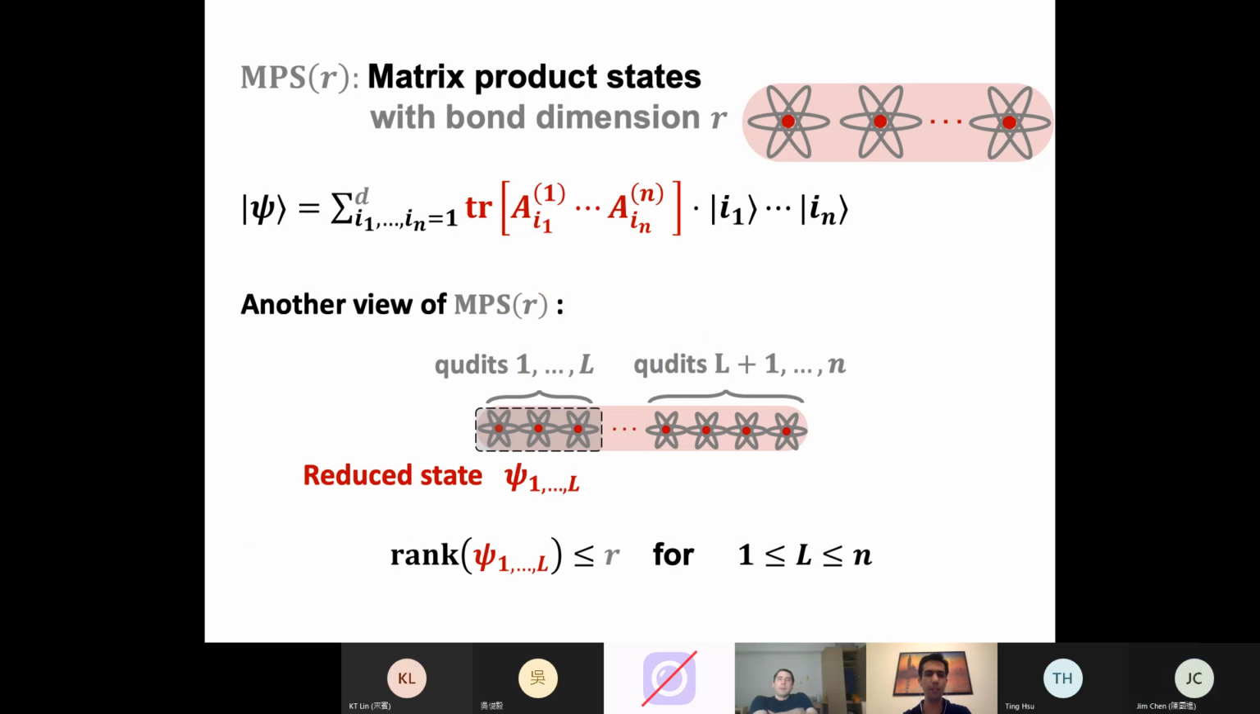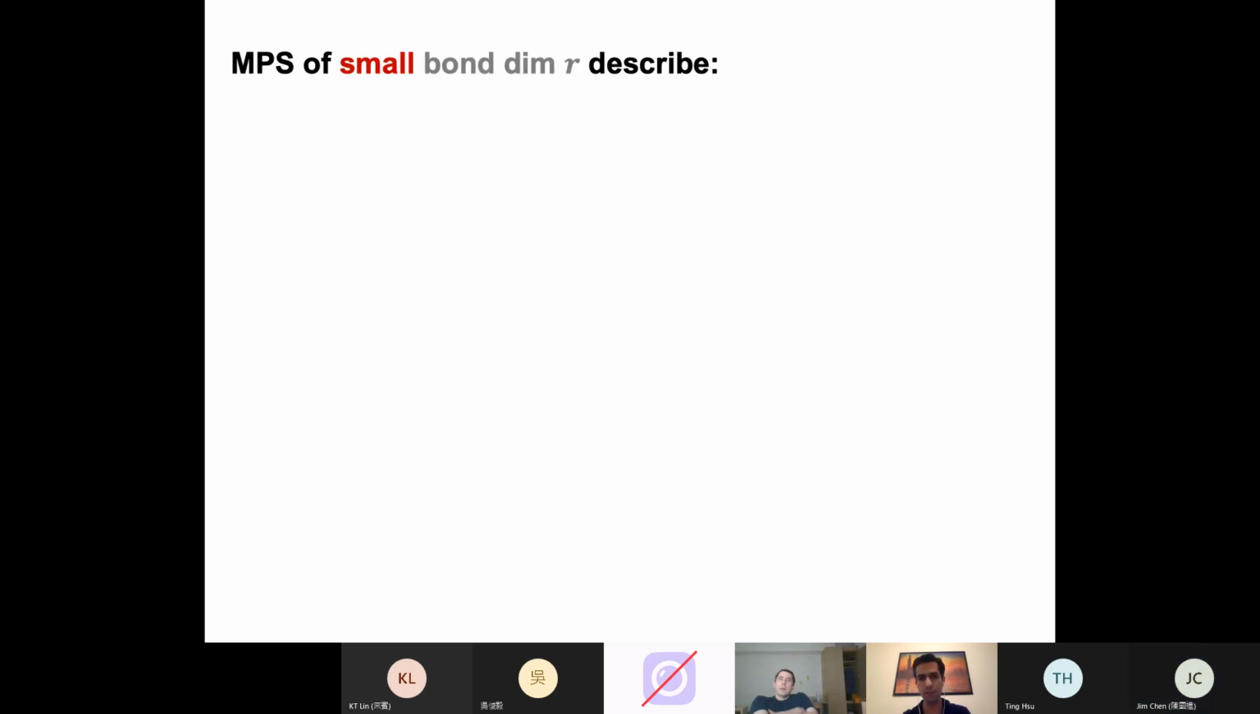So there is another, perhaps more intuitive characterization of MPS as well, which we heavily use in the future slides. And this characterization says that a state is MPS if and only if the rank, or the number of non-zero eigenvalues, of its reduced density matrices on the first L qubits is bounded by R. And this holds when L is anywhere between 1 to n. So keep this characterization in mind. We'll return to it later in the talk.